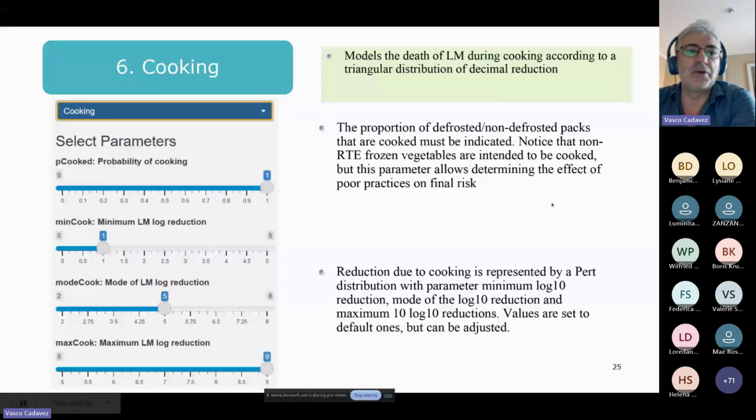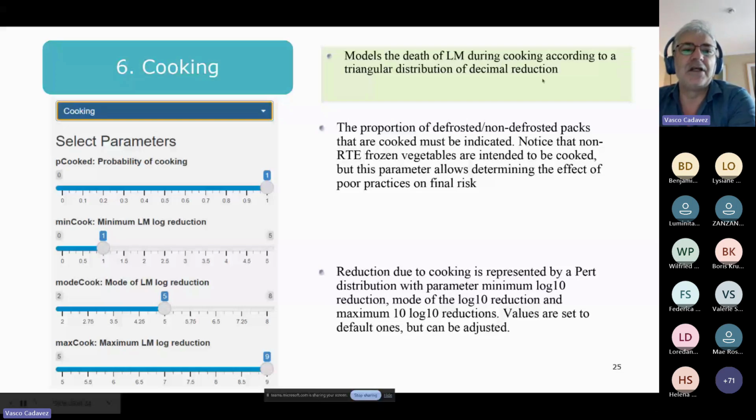Okay, so we arrive at cooking after defrosting, and of course we expect that during cooking the models are modeling the death of the Listeria during cooking, using in this case a triangular distribution of the decimal reduction.